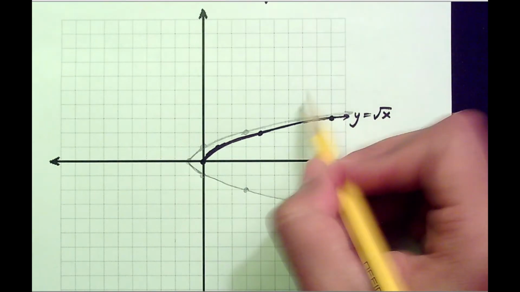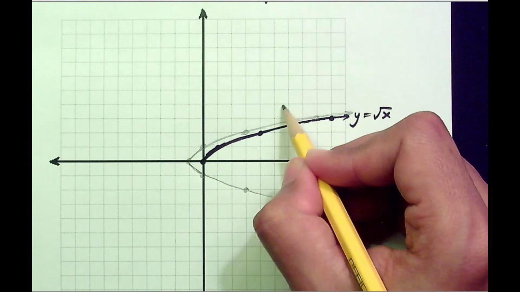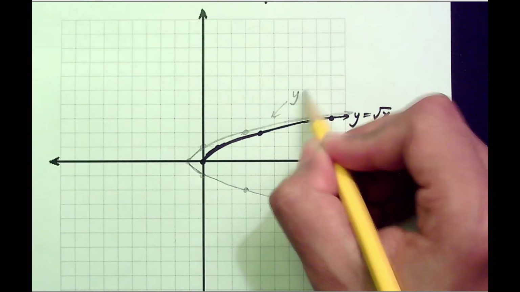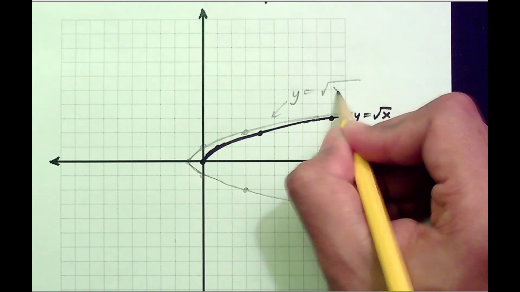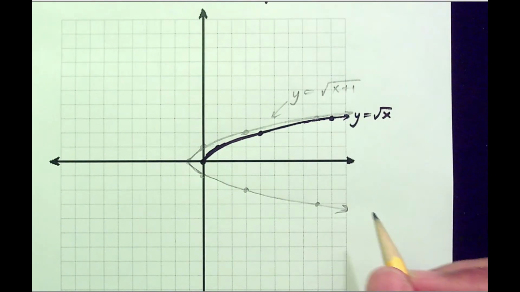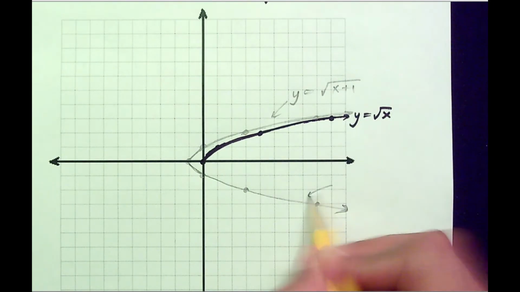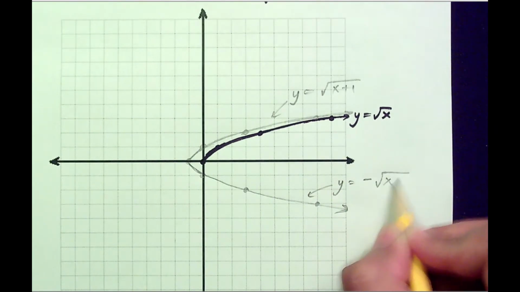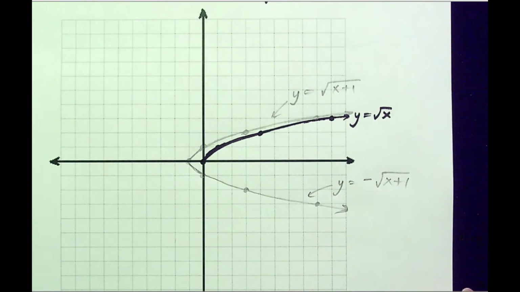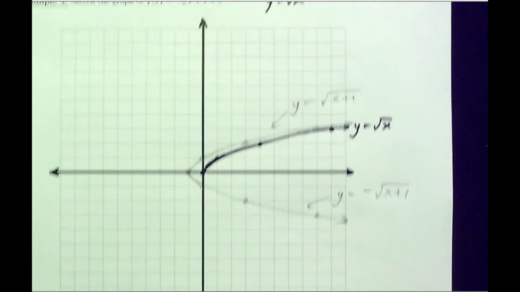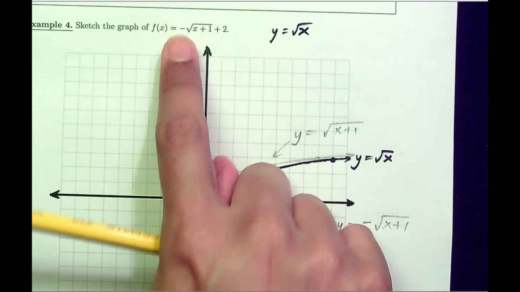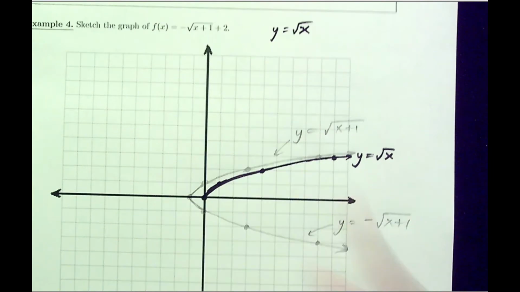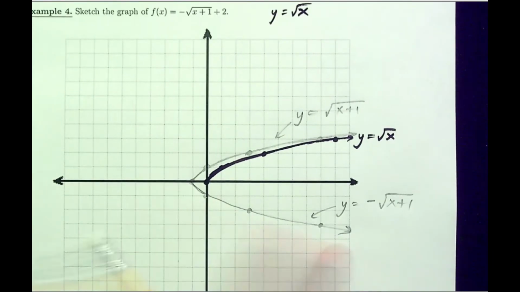Okay, so let me label these. The first step I did was y equals square root of x plus 1. Then the one I just drew would be adding the reflection, negative square root of x plus 1. And now we finish it off by adding the 2. Adding the 2 will move the whole thing up. This one is going to move the whole thing up.